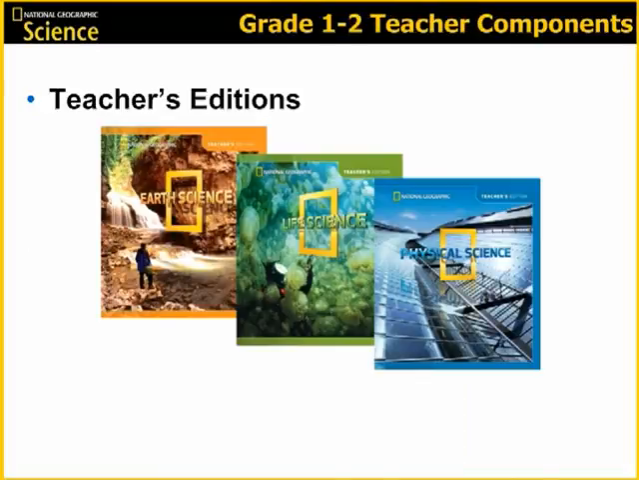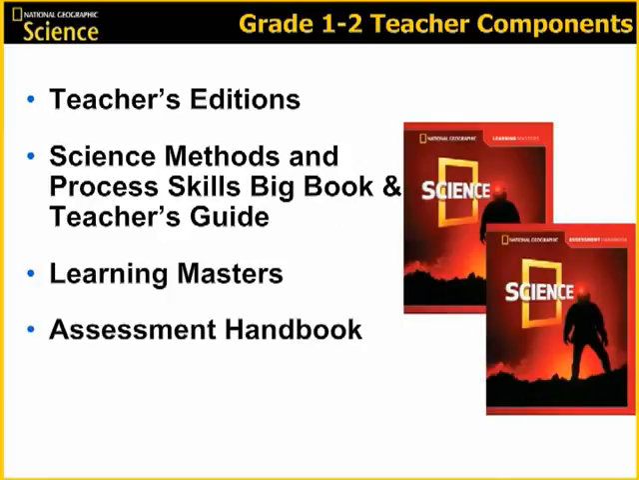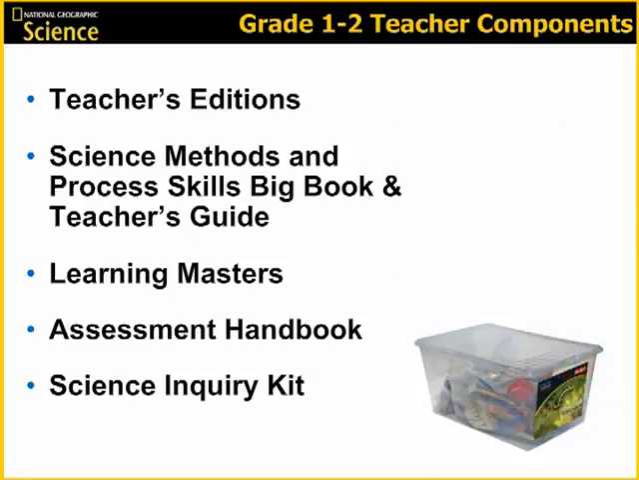As for the teacher components for 3rd through 5th grade, they are very similar to the K-2 components. You will have one teacher's edition for each unit: Earth, Life, and Physical. There is also a Science Methods and Process Skills Big Book and Teacher's Guide that's used to build scientific literacy for your future scientists. And just like K-2, you will also have Learning Masters and an Assessment Handbook, and a Science Inquiry Kit for each unit.